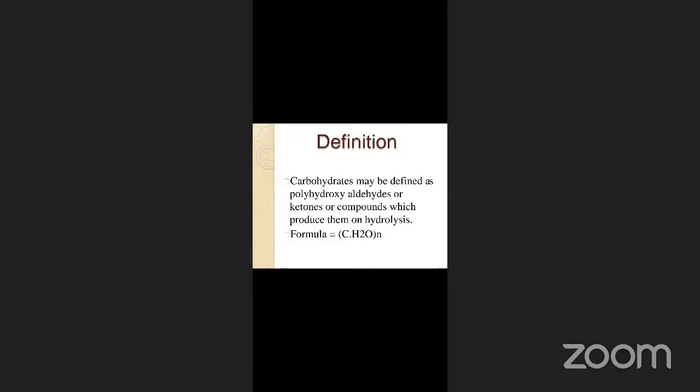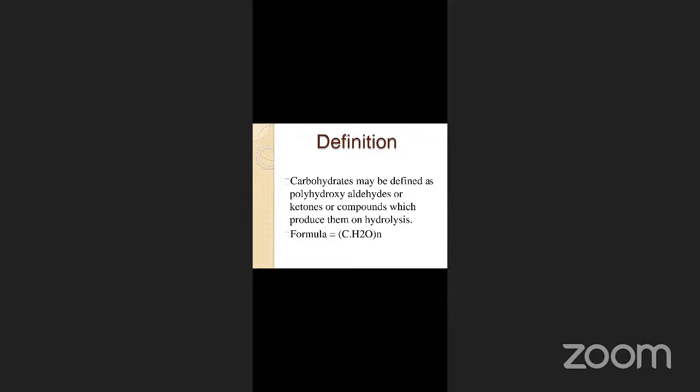CnH2On. So the formula here is CnH2On. Commonly they have given it here as CH2O, where n is a number. It can be 1, 2, 3, 4 like that. So for CH2O, you have to calculate like that.